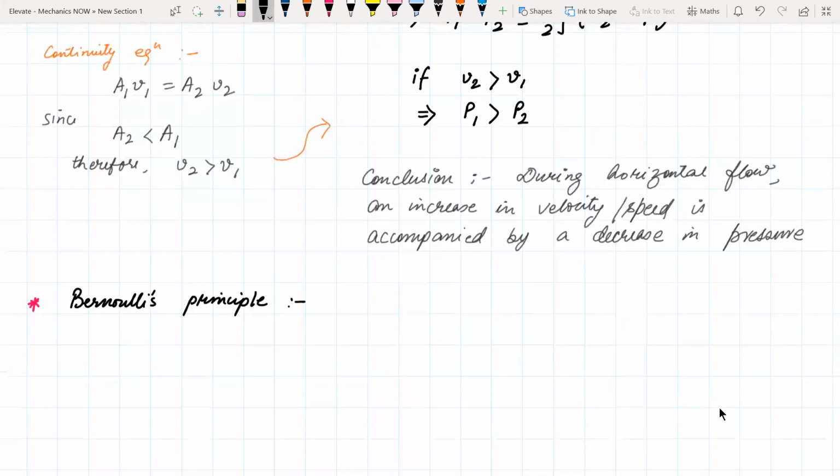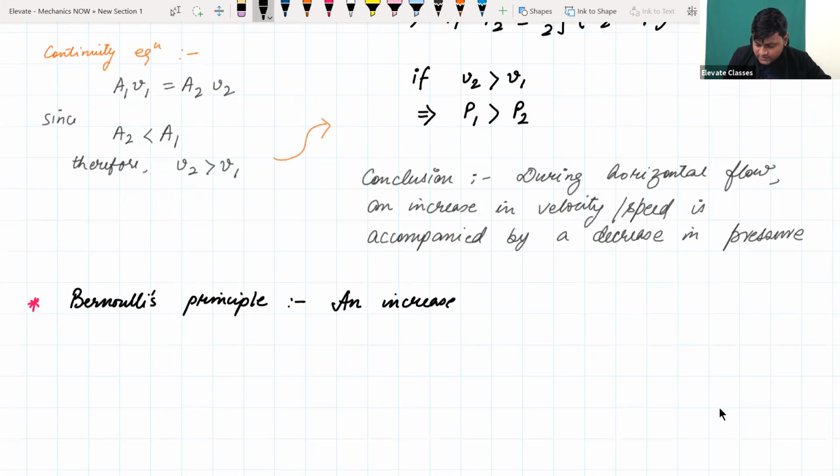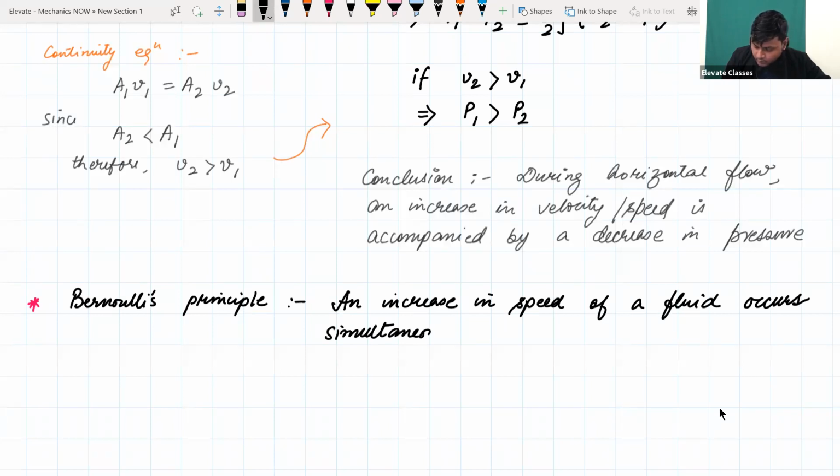Okay. So the Bernoulli's theorem, I can in general say that an increase in speed of a fluid occurs simultaneously with the decrease in pressure of the fluid. Decrease in pressure of the fluid.